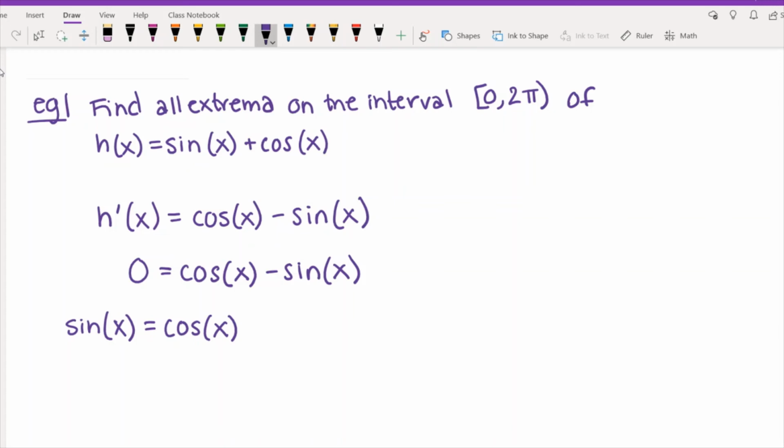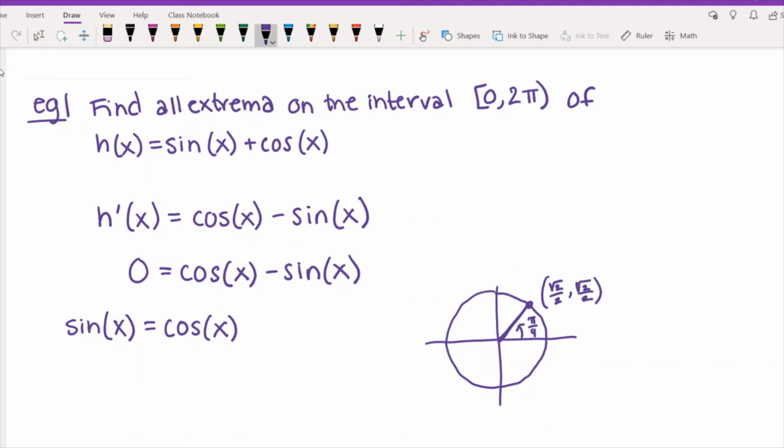So what is this asking us? If we're trying to solve sine of x is equal to cosine of x, that's asking us to find the angles where sine and cosine are equal. And so where are sine and cosine equal? Well, one angle that would work would be pi over 4, right? Because at an angle of pi over 4, cosine is equal to square root of 2 over 2, and sine is also equal to square root of 2 over 2. So one possible solution here is x is equal to pi over 4.